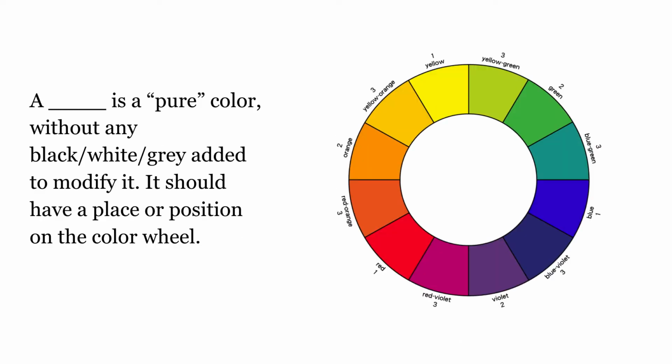Okay, a blank is a pure color without any black, white, or gray added to modify it. It should have a place or position on the color wheel. I think I heard Sophia. You had hue, that's right.